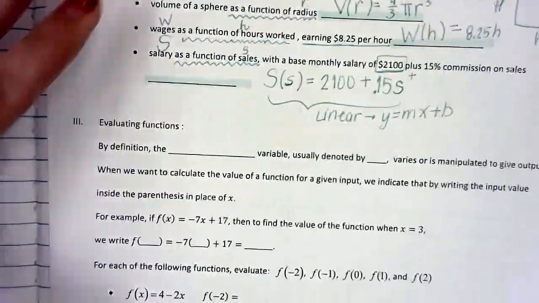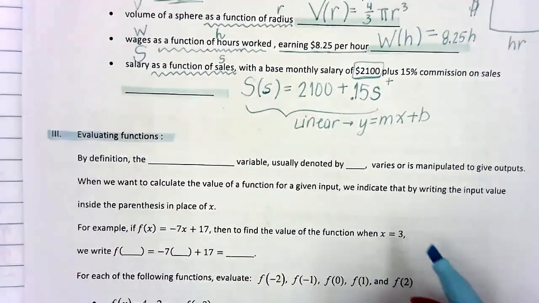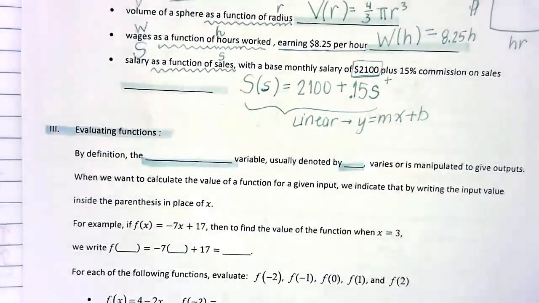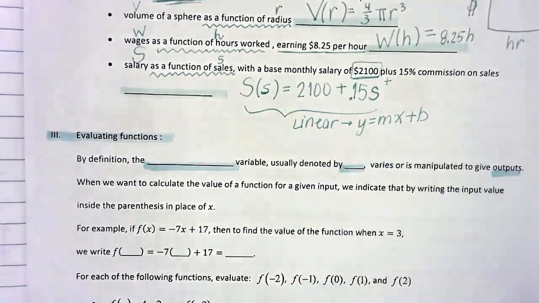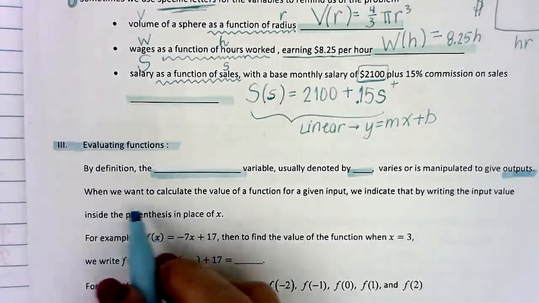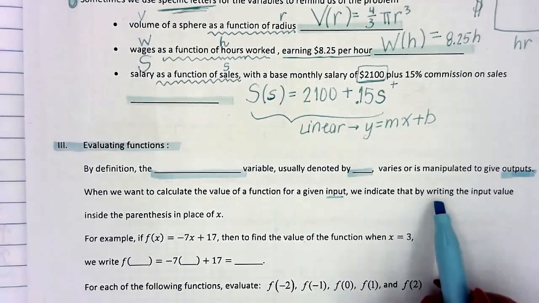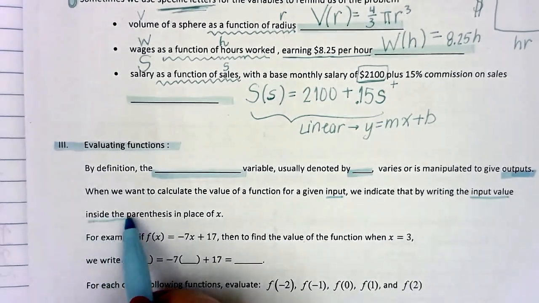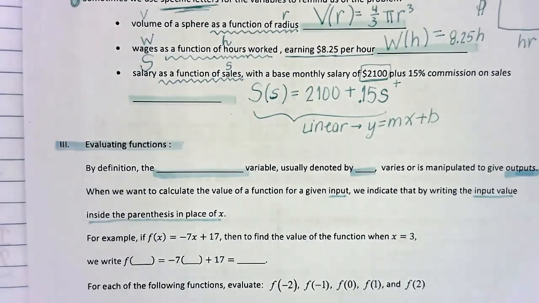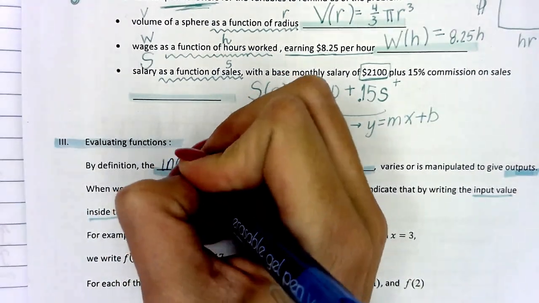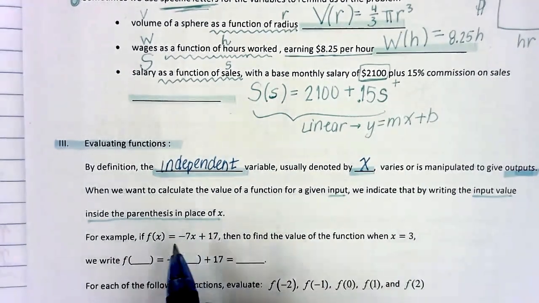All right, and now we're on to evaluating functions, which I believe I did in blue. Okay, so evaluating functions. By definition, the independent variable, usually denoted by x, varies or is manipulated to give outputs. So independent and x gives the outputs, which are the y's. When we want to calculate the value of a function for a given input, we indicate that by writing the input value inside the parentheses in place of x. For example, if f of x equals negative 7x plus 17, we have an equation, so I'm just filling this in: independent and x. f of x equals this right here.